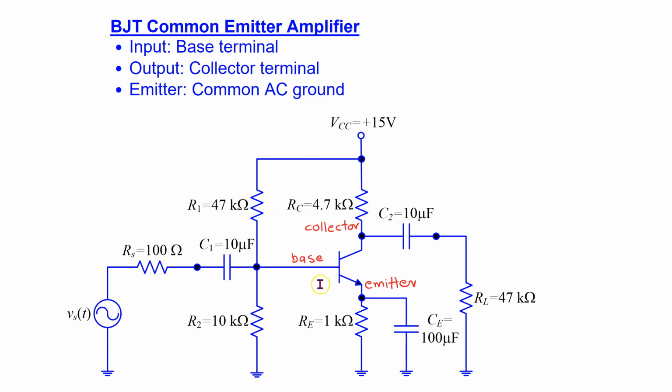C1 and C2 are input and output coupling capacitors. C2 blocks DC voltage at the collector from appearing in the output. C1 prevents the input components from disturbing the DC bias. CE provides a path to ground for the AC signal and improves the voltage gain.